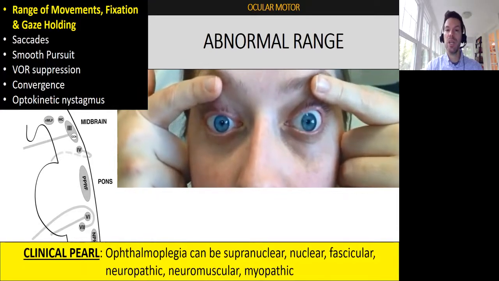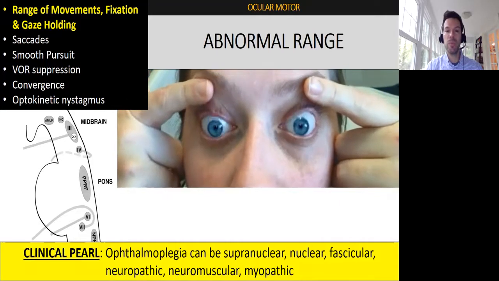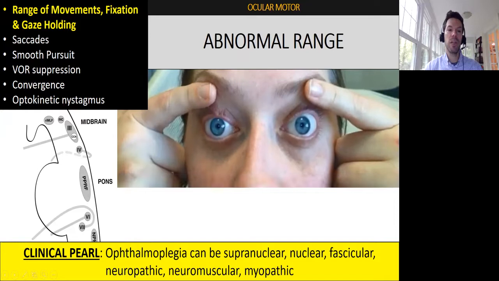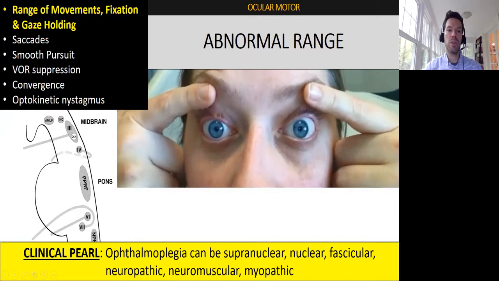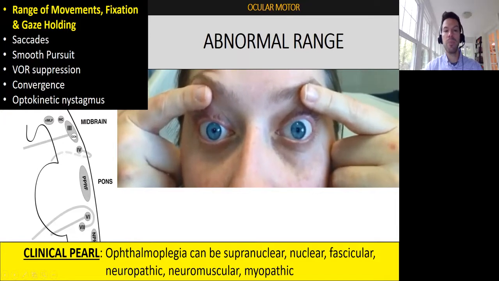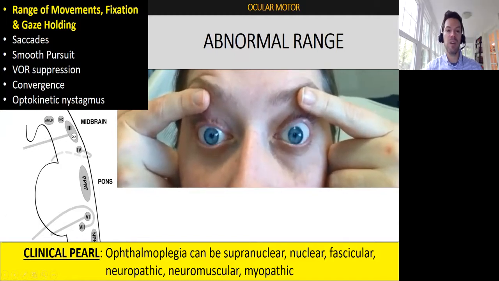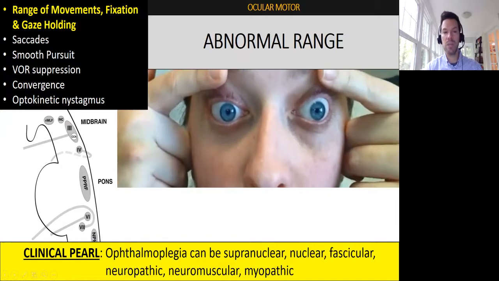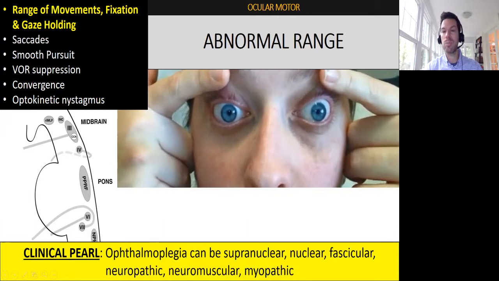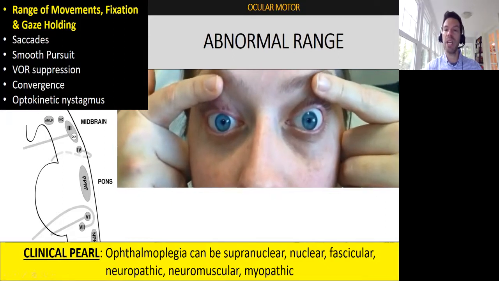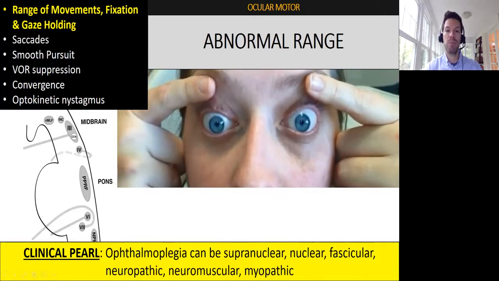Over time, the eyes don't move as they should. You can have a nuclear problem that causes ophthalmoplegia. You can have a stroke that involves the third nucleus or the sixth nucleus or the fourth nucleus. You can affect the fascicle, that is the fibers that are exiting the nucleus. You can affect the nerve itself as it exits the brainstem. The problem can be neuromuscular, as in this patient. The problem can be myopathic as well.